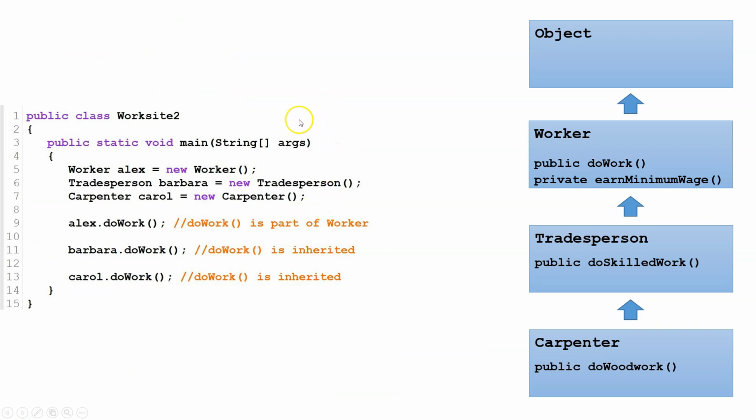Let's look at this next class, worksite 2. We've got a worker, Alex, initialized with a new worker; tradesperson Barbara, initialized with a new tradesperson; and carpenter Carol, initialized with a new carpenter. We call doWork from Alex. This is legal because doWork is a method inside the worker class, and Alex points to an instance of the worker class.